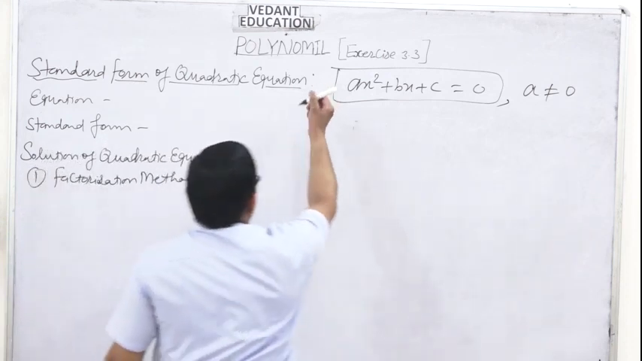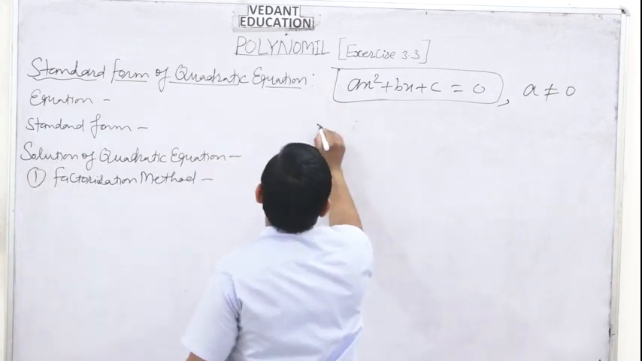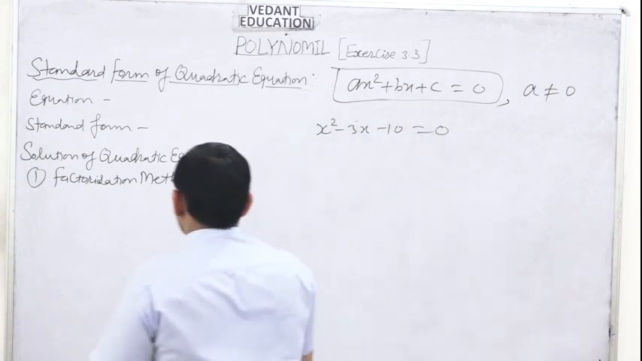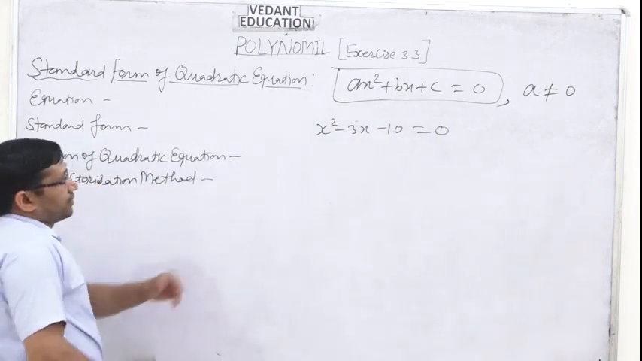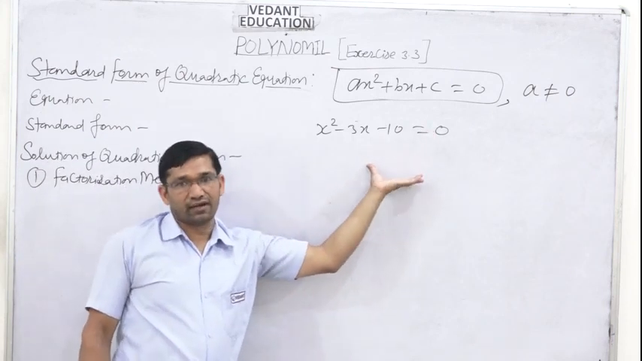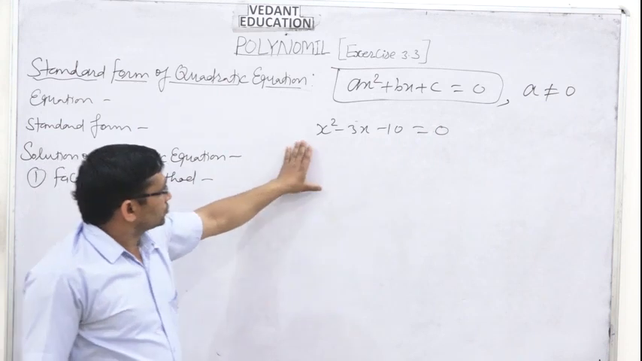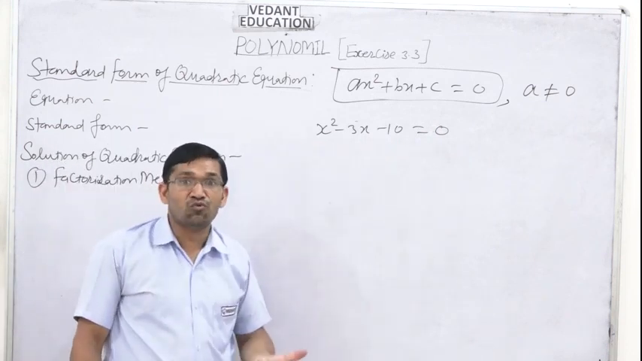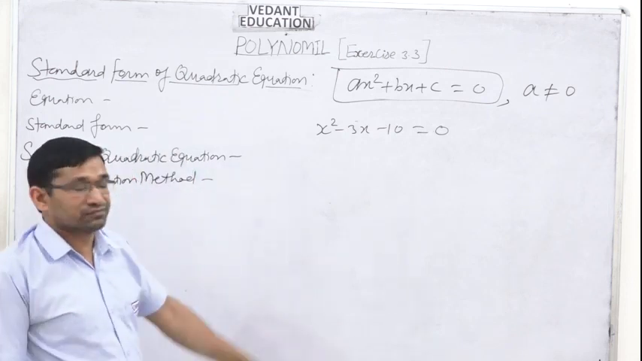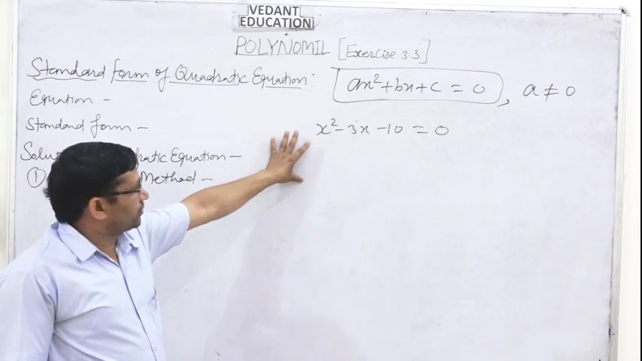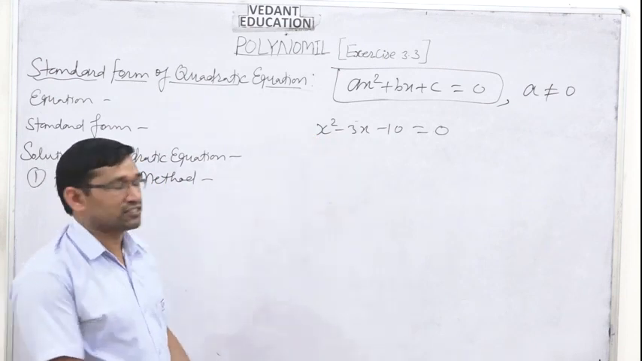Suppose any quadratic equation is x square minus 3x minus 10 is equal to 0. This is an equation because it has an equal sign, and this is quadratic because degree is 2. So we want to find out solutions. We can also say roots, we can also say zeros. We want to find out solutions of this quadratic equation by factorization method.